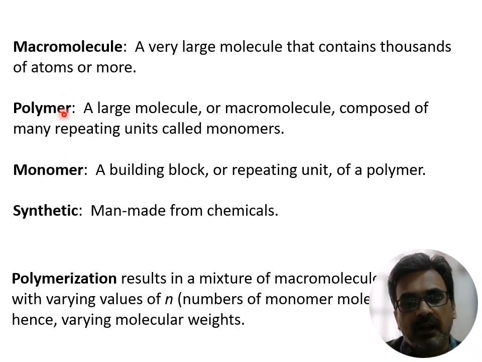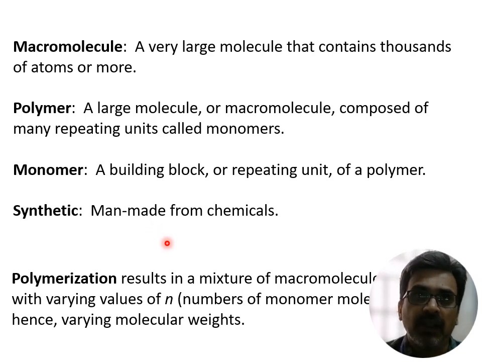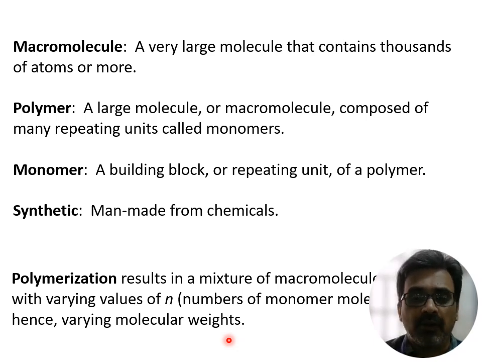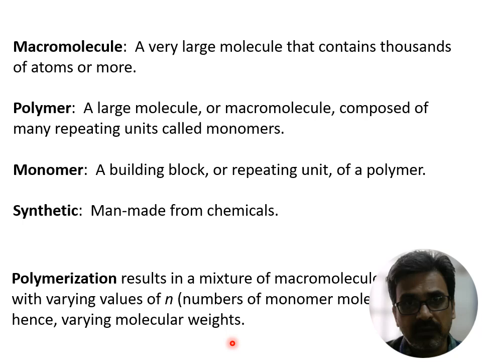And so as discussed, a macromolecule is one where a large number of molecules contain thousands of atoms, a large molecule with a number of repeating units. And a monomer is the one which is referred to as a building block or repeating unit. Polymers, or macromolecules, can be natural or synthetic. So polymerization is a process by which macromolecules form from several monomer molecules with different molecular weights.